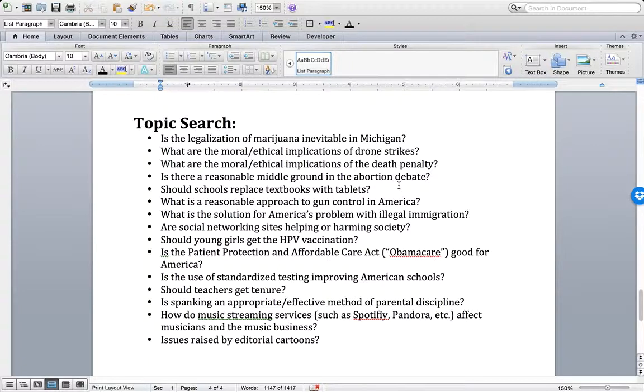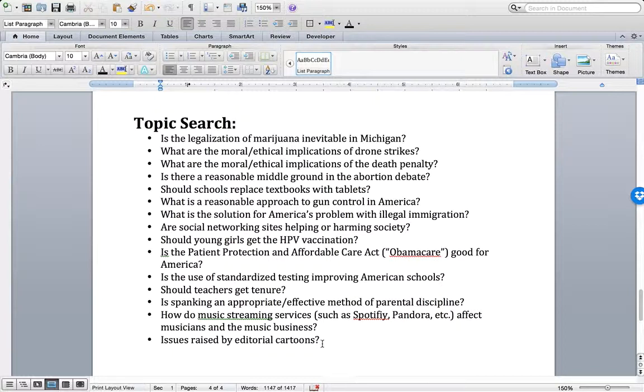Are social networking sites helping or harming society? Should young girls get the HPV vaccination? Or now I understand they're offering it for young boys as well. Is the Patient Protection and Affordable Care Act, otherwise known to some as Obamacare, good for America? Is the use of standardized testing improving American schools? Should teachers get tenure? Is spanking an appropriate or effective method of parental discipline? How do music streaming services such as Spotify and Pandora affect musicians and the music business?